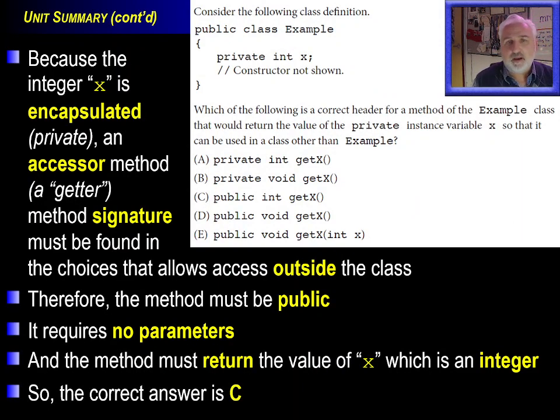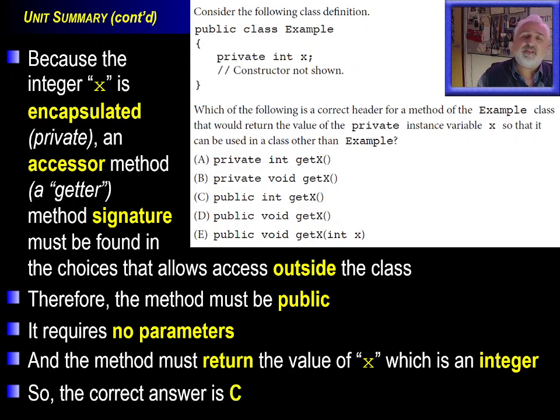So here's the question. Public class Example, private int x, constructor not shown. It asks, which of the following would be a correct header for a method of the Example class that would return the value of that private variable x so that it can be used in a class other than Example? So keeping in mind what we just discussed, let's look at our options here.